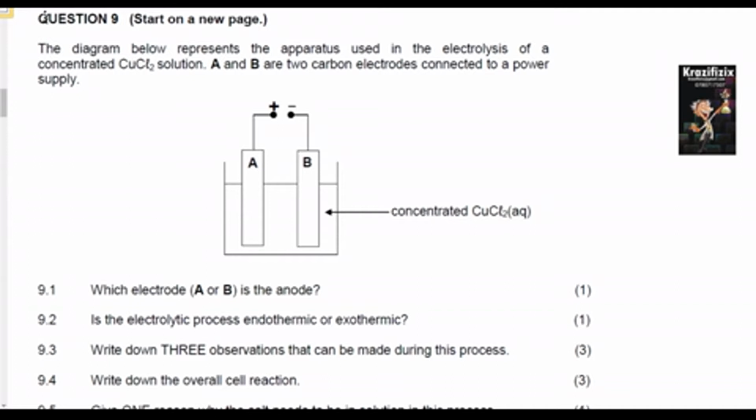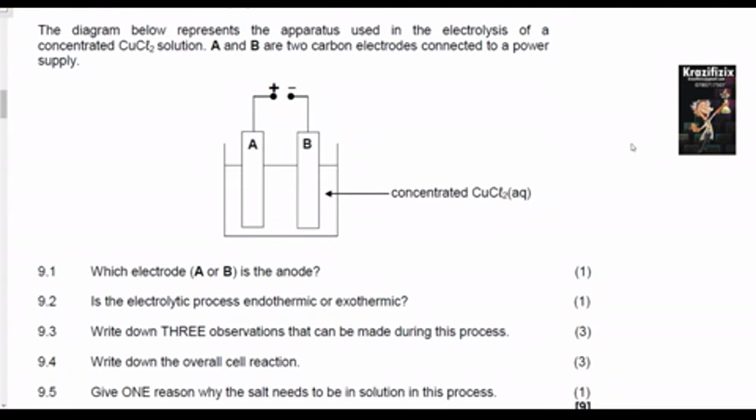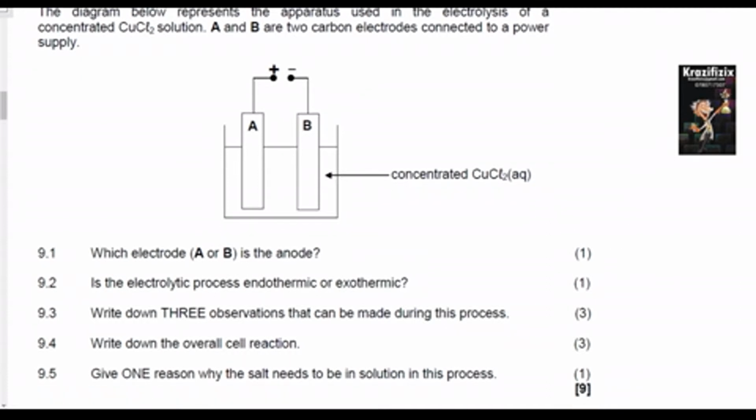Okay, here is another question for us to handle quickly. We should be able to get this correctly now because we've been running through quite a number of them. The diagram below represents the apparatus used in the electrolysis of copper 2 chloride solution. A and B are 2 carbon electrodes connected to a power supply. If they are connected to a power supply, remember your anode should be this and your cathode should be that. Which electrode, A or B?